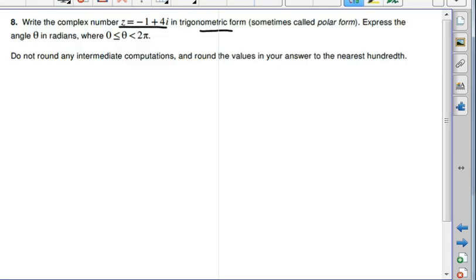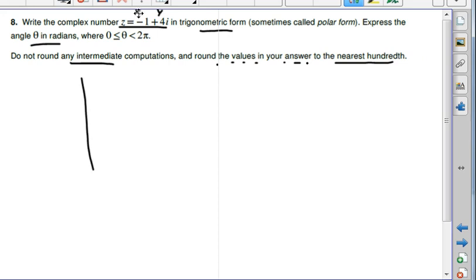Last one, sometimes they're going to want you to round this or whatever. That's really not that big of a deal. It's the same kind of thing. It says write this complex number z equals -1 plus 4i in trig form. So we still want the angle in radians between 0 and 2 pi, but they want us to round it. So no exact answers. And I say no big deal.